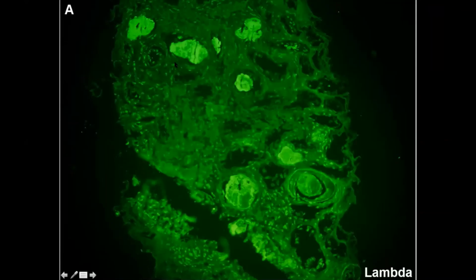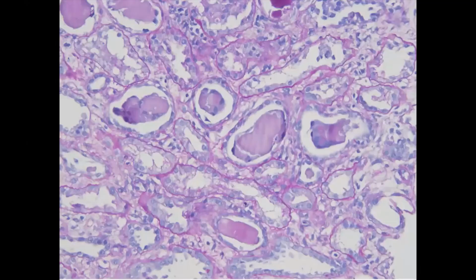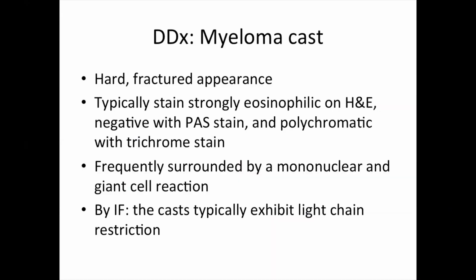And you can see on kappa it was completely negative. This is the tubule here. You can see the outline of my tubule over here. You can even see a silhouette of the epithelial cells. You can see that these casts are glowing, they are so intensely bright. And yeah, this is basically what a myeloma cast looks like.